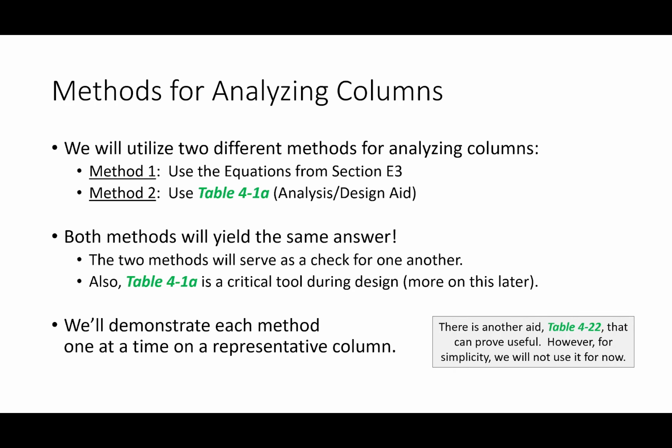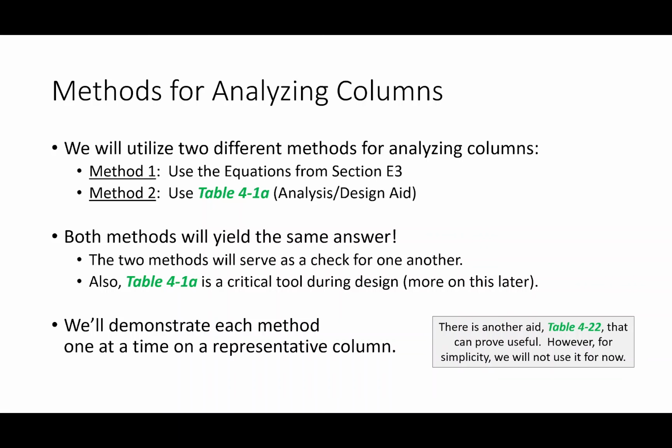The other method is going to be using a particular analysis aid in the manual, and that analysis aid is going to be table 4.1a. Table 4.1a is a lookup tool that we can use to look up capacity. I want to say a couple things about these. I'm calling them method 1 and method 2, but I don't know that there's any hard and fast rule that you would call them that. Really, the method is just using the equations and using table 4.1a.